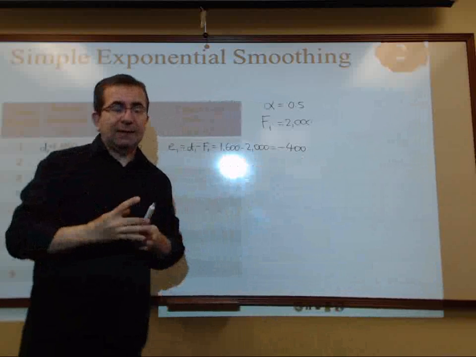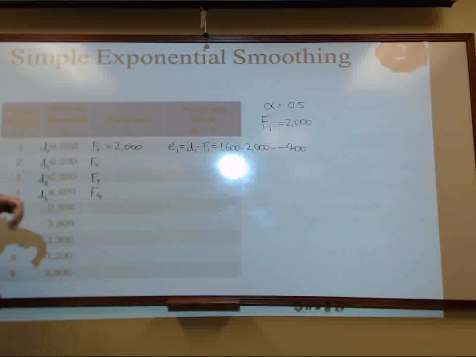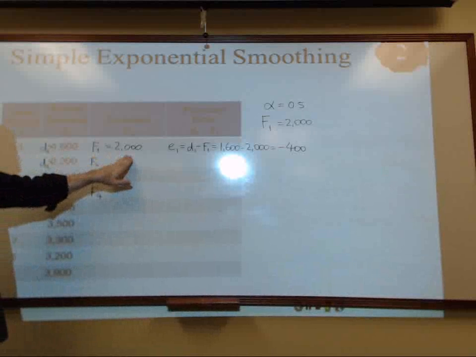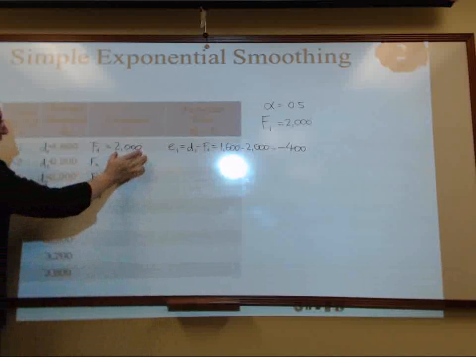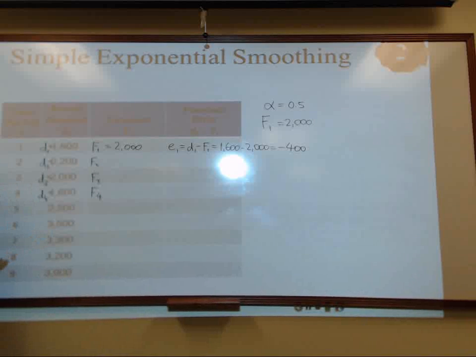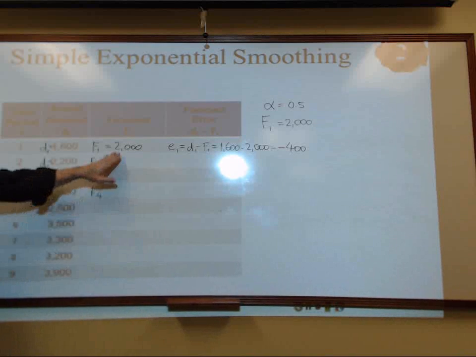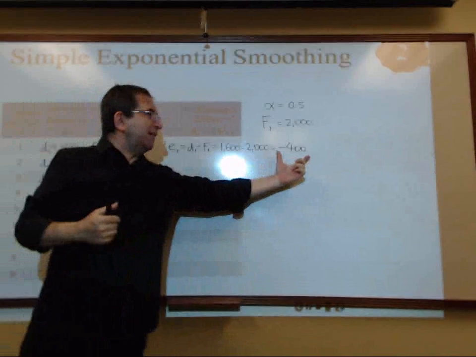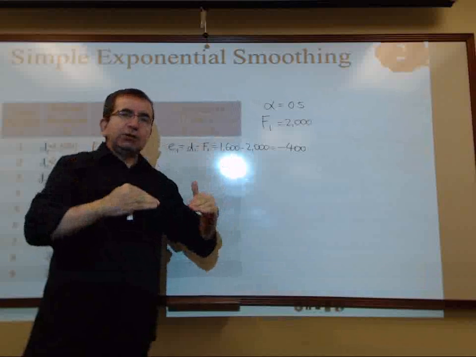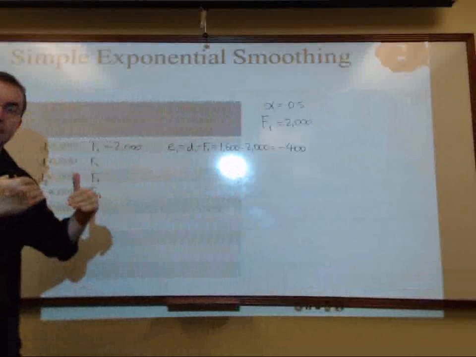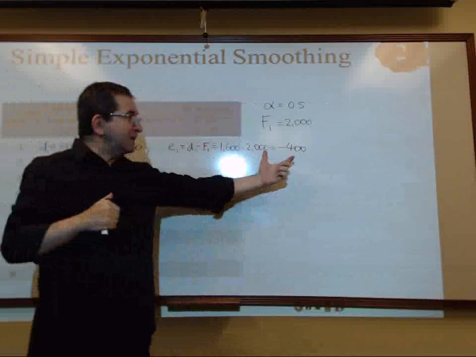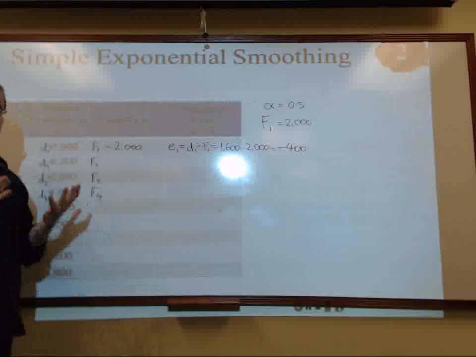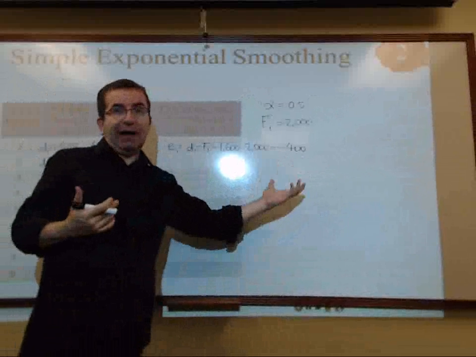And that has a meaning. So what does it mean? In this case it's negative. Let's look at the actual demand and forecast. We see that our forecast was too high. In order to improve the forecast, we need to bring it down. That's why we have a negative error. Negative means your forecast was too high, so let's bring it down a little bit. If this was positive, that would have meant that we were too low, and we need to bring up the forecast.